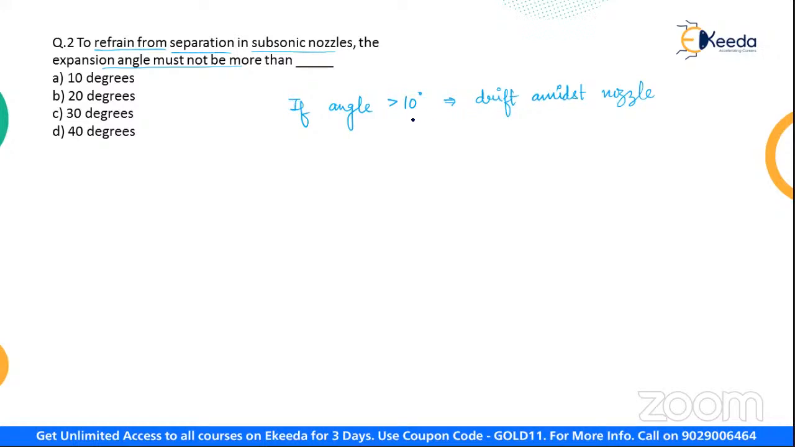Therefore, at any angle more than 10 degrees, the separation will occur. Therefore, the limiting angle for the separation is 10 degrees, or it may be said that to refrain from the separation, the angle must not be more than 10 degrees. The correct option here would be option A.